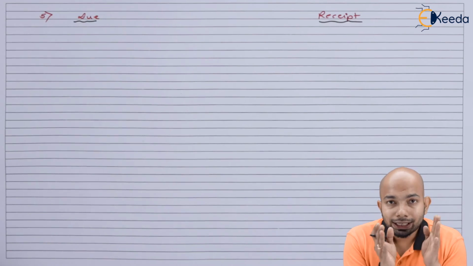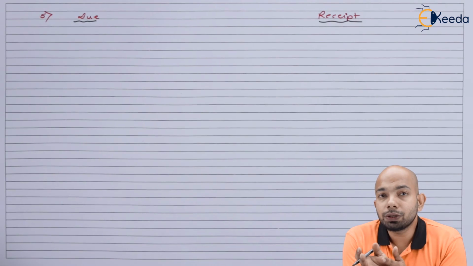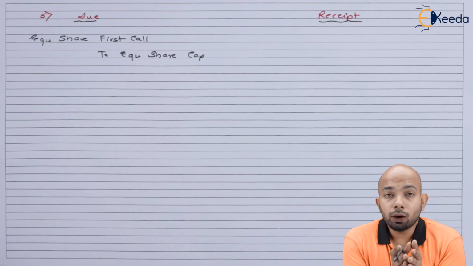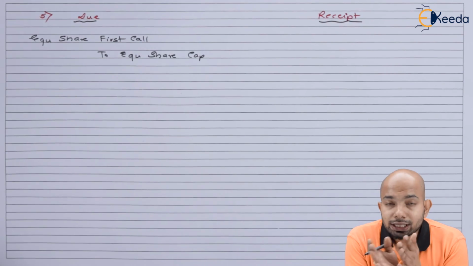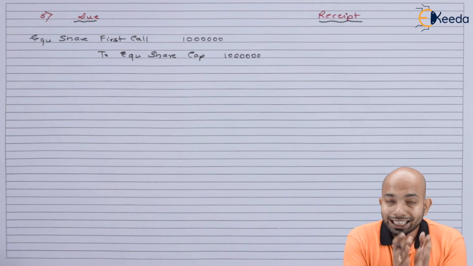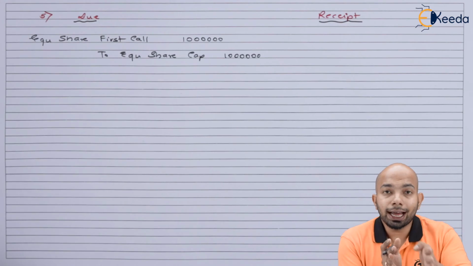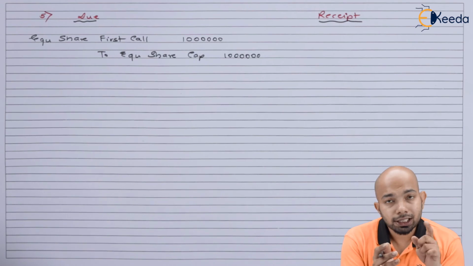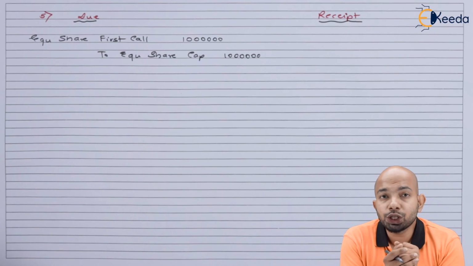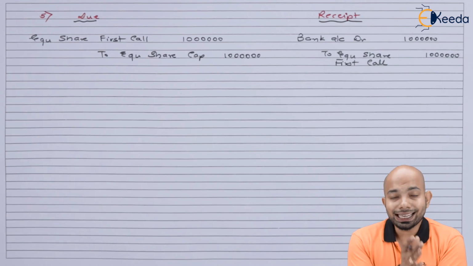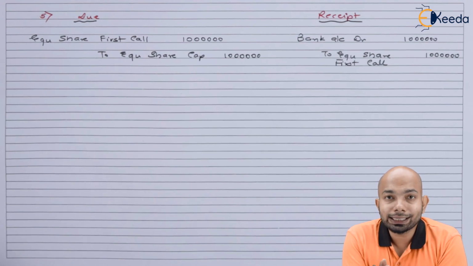Now for first call, equity share first call to equity share capital here. Now the amount will be the same, that is 40,000 into 25 rupees. What is the amount that will be mentioned here? So 10 lakhs is the amount due here. Now when we're passing the receipt entry for this, we'll be passing the entry for receipt of first call, that is bank account debit to equity share first call. So that is 10 lakh rupees both on the debit and credit side.